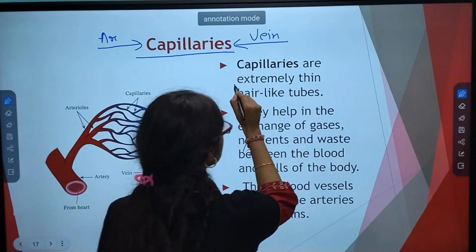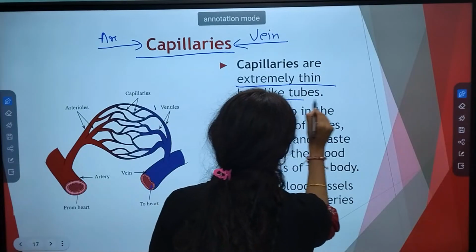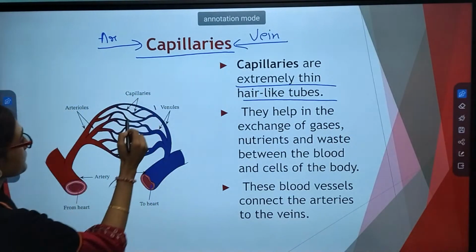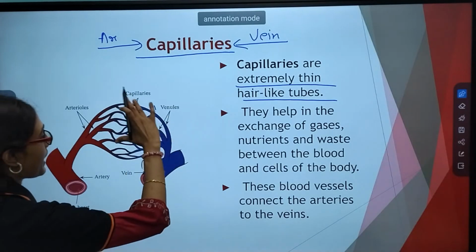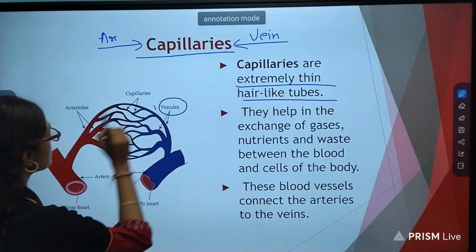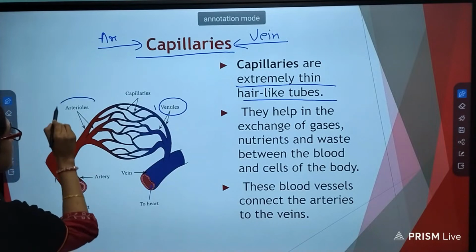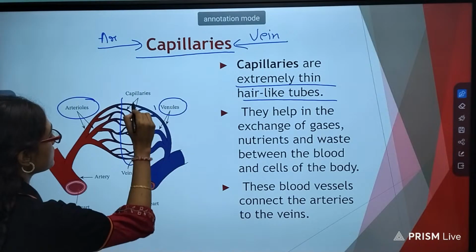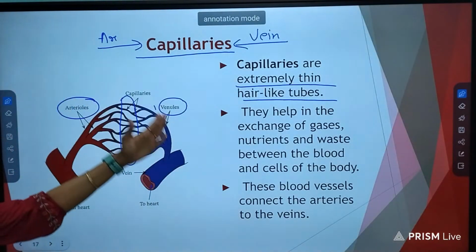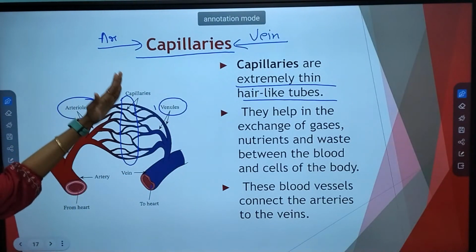Capillaries are extremely thin hair-like tubes. See, this is the artery, this is the vein. Then it branches, forms the venules, then it branches and forms the arterioles. And in the middle part, the junction of artery and vein is known as capillaries.